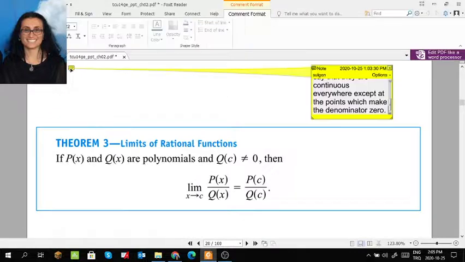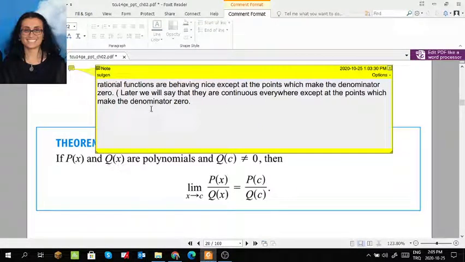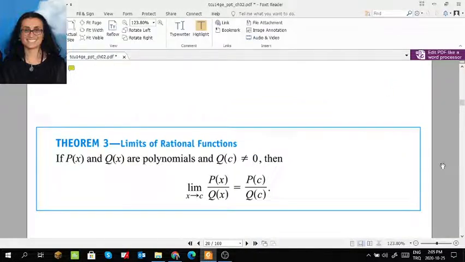Okay, let me see what I had written here. Rational functions behave nicely, except at the points which make the denominator 0. Later we'll say that they are continuous everywhere except at the points which make the denominator 0. So they are almost as nice as polynomials except for the denominator. Okay?